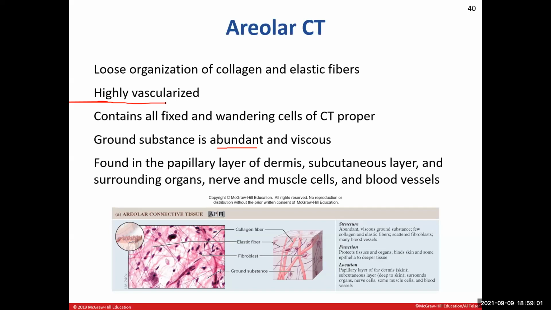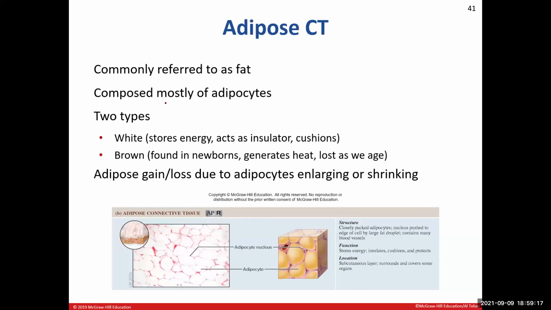All right. You'll also see it in the subcutaneous layer, which is not a part of the integument, it sits deep to the dermis. And then again, I said it was like packing material, so we'll find it around some of the internal organs, around some of our nerve and muscle cells, and we'll even find it around our blood vessels.